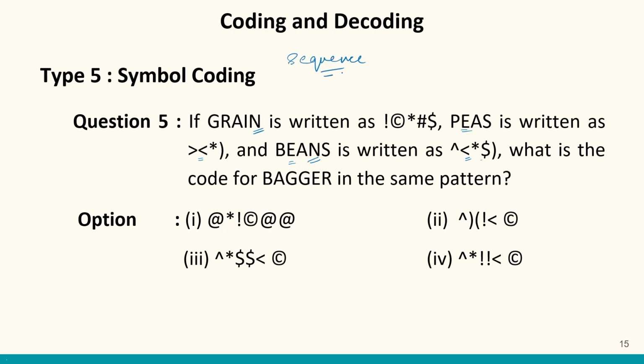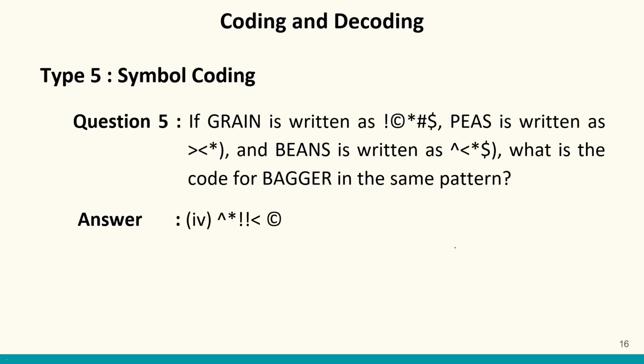So they are in sequence. If they are in sequence, it is easy for us. Bagger, B is coded as this. A is coded as this. G is coded as this. E is coded as this. And R will be coded as this. So our answer will be this. Option 4 will be the correct answer.